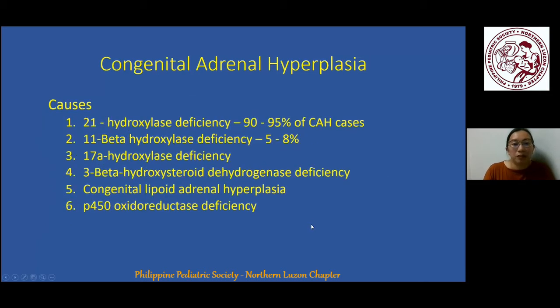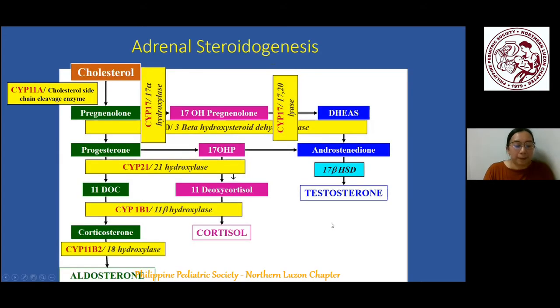What are the causes of CAH? The most common is 21 hydroxylase deficiency, followed by 11 beta hydroxylase deficiency, and the rest. This is the adrenal steroidogenesis pathway for cortisol, aldosterone, and sex steroid synthesis. Cholesterol is the precursor of all steroids of both gonadal and adrenal origin. The conversion of cholesterol to the various hormones requires the sequential action of a series of enzymes.